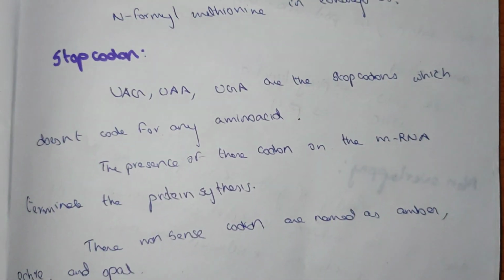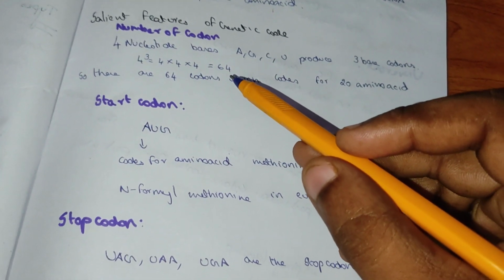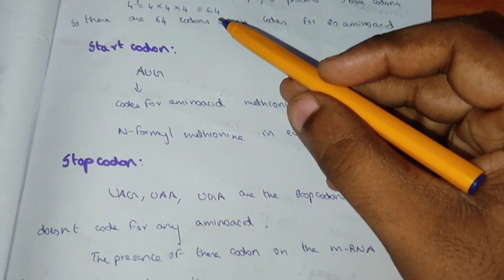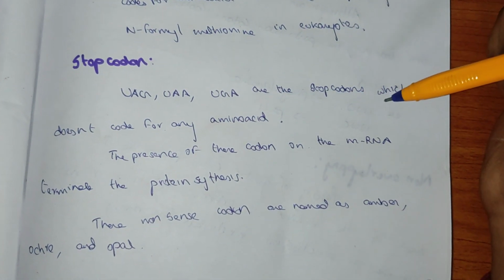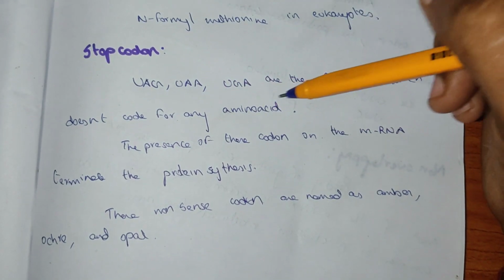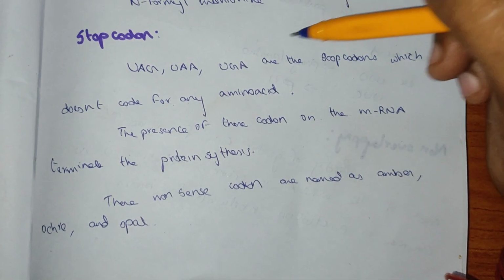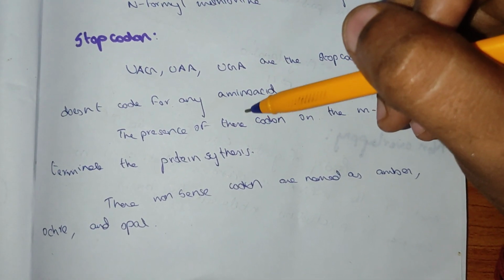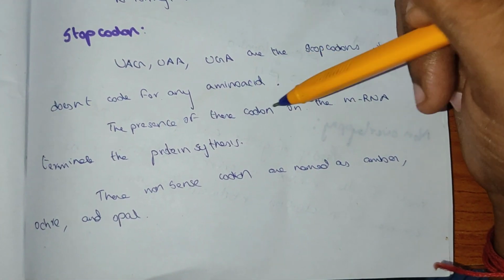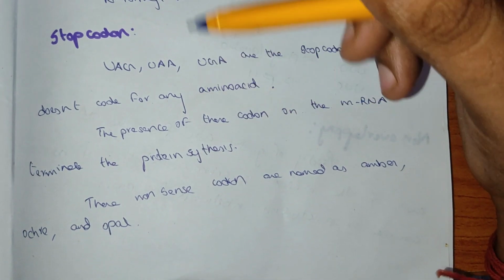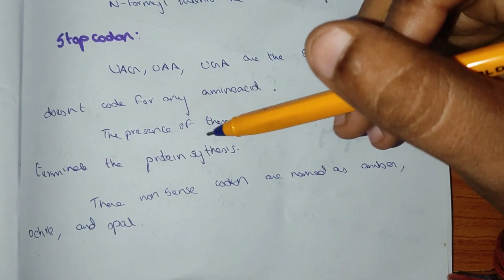Now we will see about the stop codons. I have already said that 64 codons are there, and 3 of them are stop codons. UAG, UAA and UGA are the stop codons, which don't code for any amino acid. But when these codons are present in the mRNA during protein synthesis, this leads to termination of the protein synthesis.